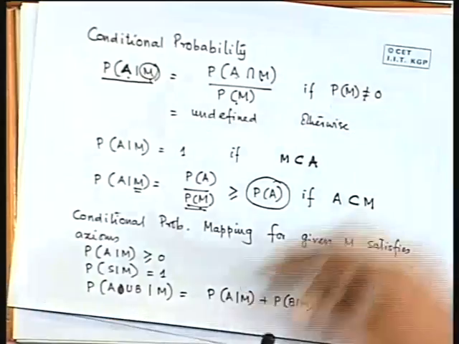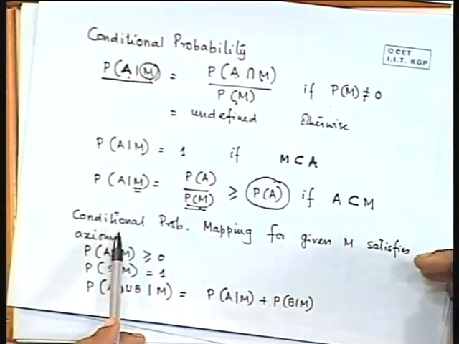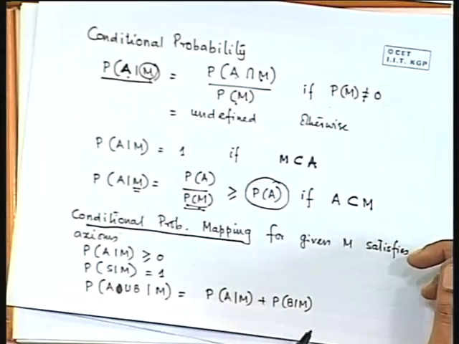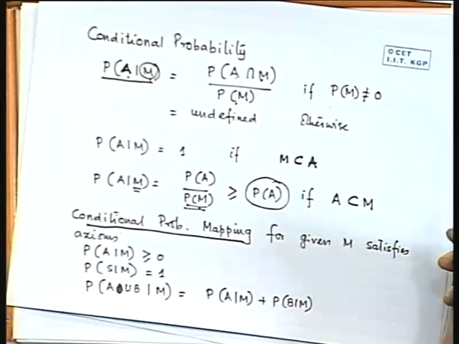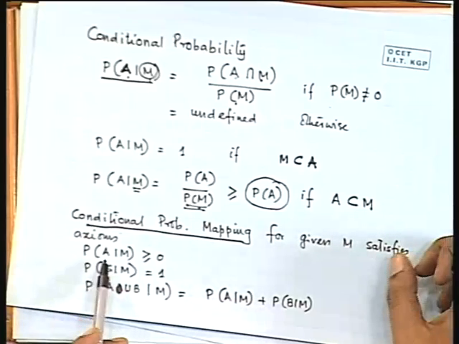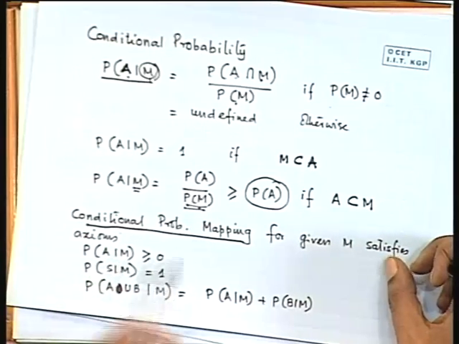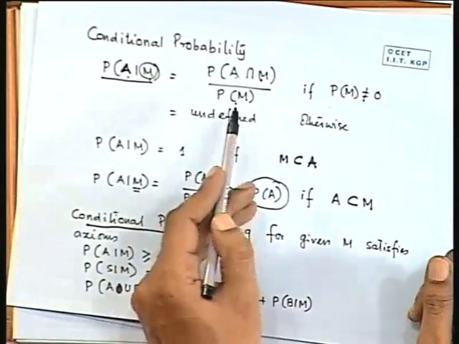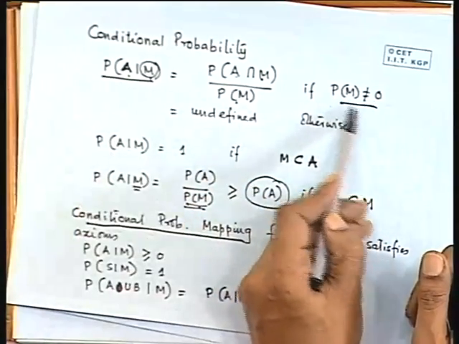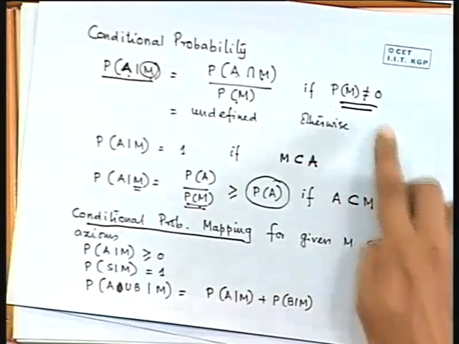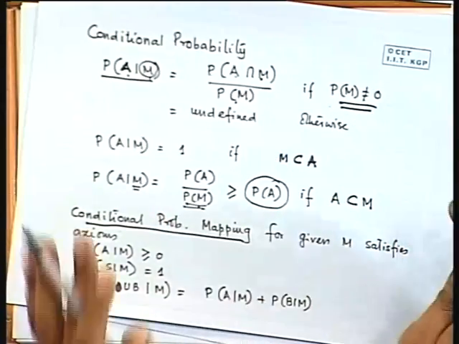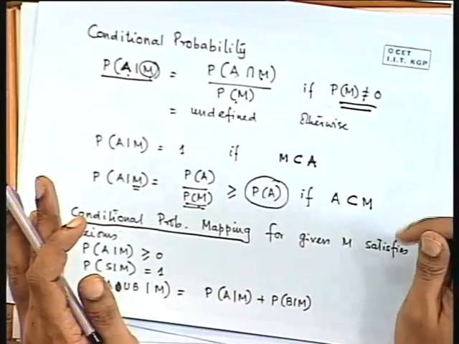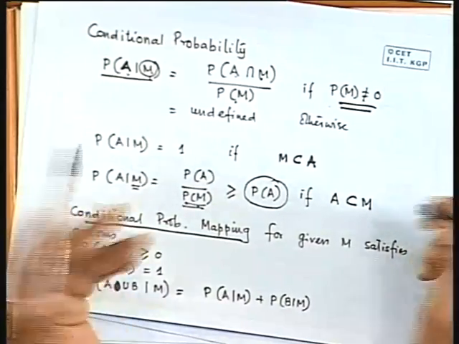And of course, you can always verify that this conditional probability mapping also satisfies the axioms. Again, why? Probability of A given M is obviously greater than or equal to 0. First of all, note that this is defined if probability of M is not equal to 0. If probability of M is equal to 0, probability of A given M is undefined. So you cannot talk about probability of A given M when probability of M is 0, because it makes no sense.